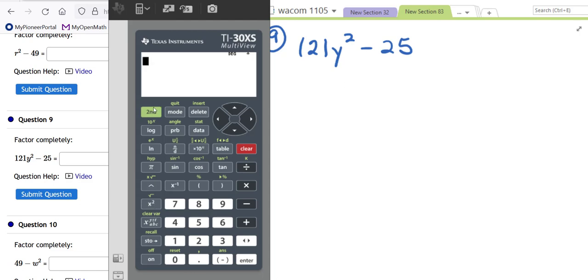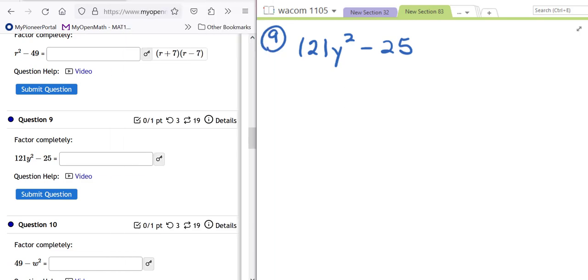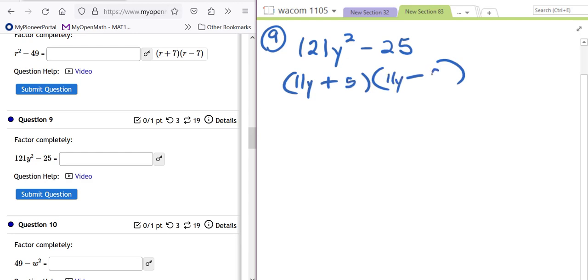So square root, for this calculator, it's second and square root, 121, close parenthesis, enter, and it's 11. So it's going to work. And 25, I think you would know, 5 and 5. So do your parentheses, different signs, so 11y and 5 and 5.